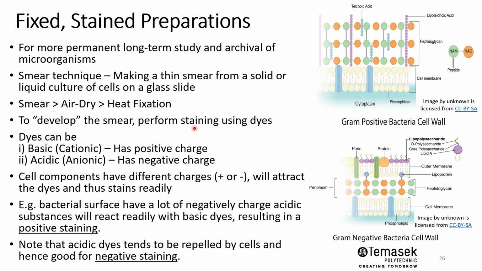Dyes can be classified as either basic or acidic. Basic dyes are cationic in nature; they have mostly positive charges. Acidic dyes are anionic, having negative charges. We know that cell components have different charges on them. Some can be positively charged or negatively charged, and hence these different cell components will attract the dyes accordingly and stain readily. So for example, if the cell components of a bacterium have a lot of negatively charged acidic substances, this will react with basic dyes.